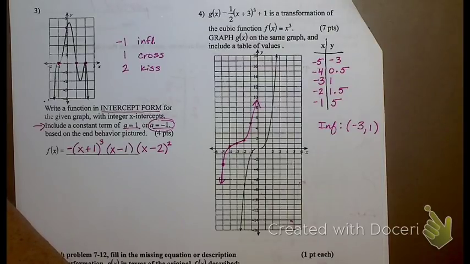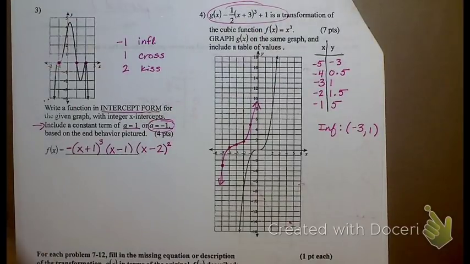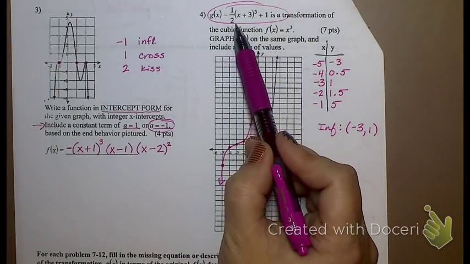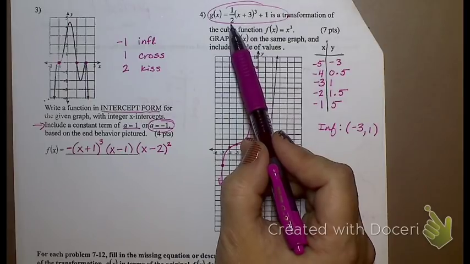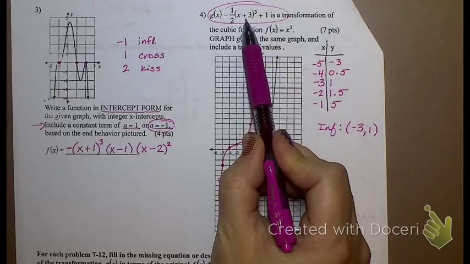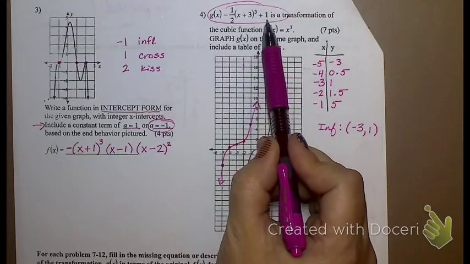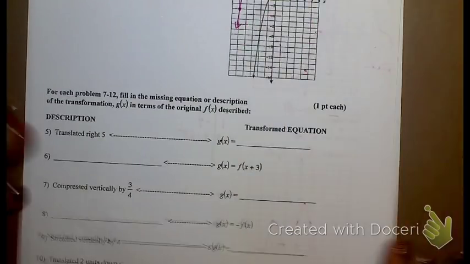So? Out of curiosity, could you describe from this what's going on? What does the 1/2 mean? You have a, what kind of compression? A vertical compression of 1/2. What have you got going on here? Shift to the left 3, and here, up 1. Okay? Because that leads us into these problems.